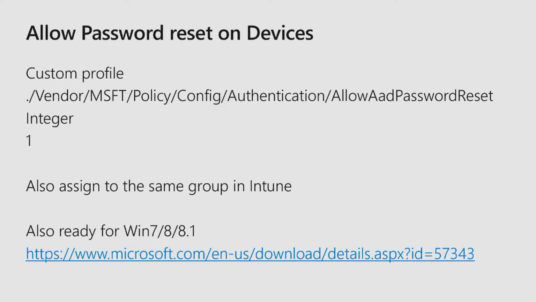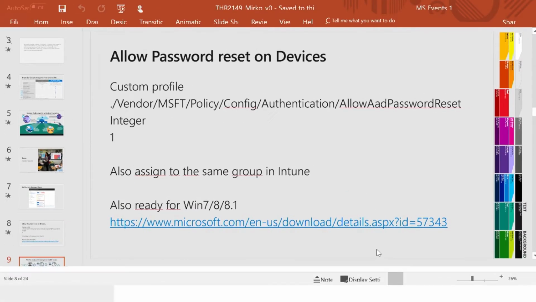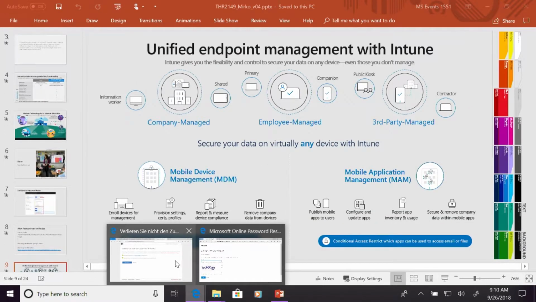And Microsoft announced this week that there is also the possibility to download a piece of software from Microsoft for Windows 7, Windows 8 and Windows 8.1. Install that, and then you also have the possibility for a password reset at the login screen of a Windows 7 device, if you already have Windows 7 in place. So, oh, I have to show it, sorry. Go back.